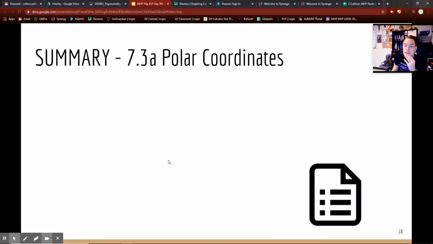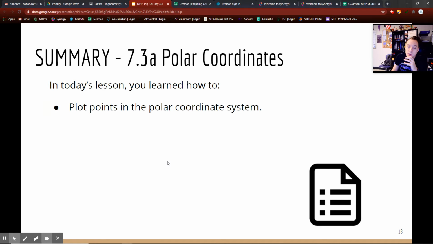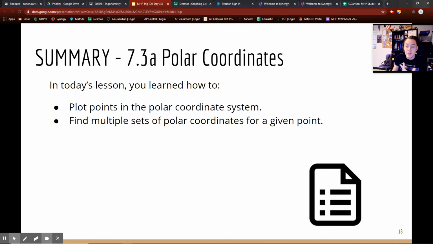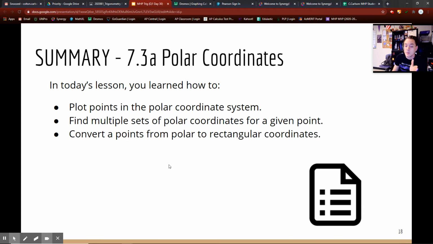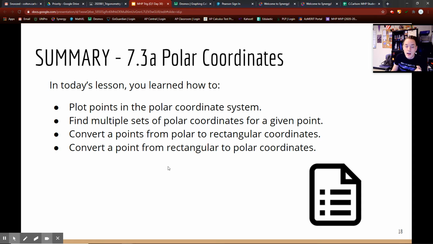Okay. So what do we learn? We learn how to plot the points. We learn how to find multiple representations, and we also learn how to convert between polar and rectangular coordinates, and then also briefly how to put it on the calculator. And I guess, yeah, from rectangular to polar.